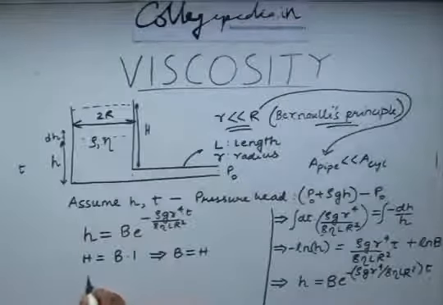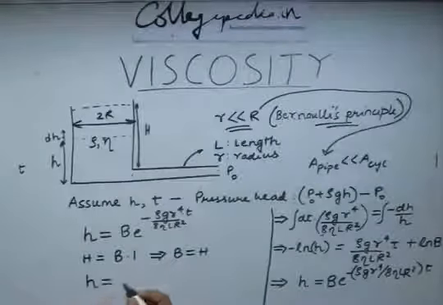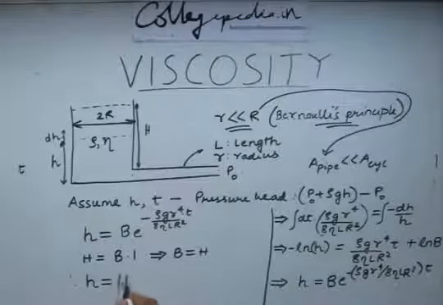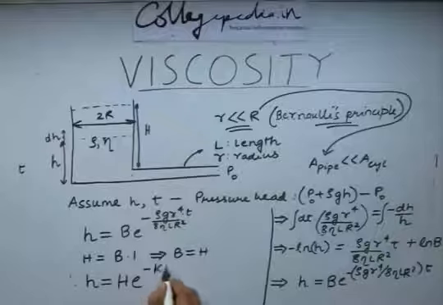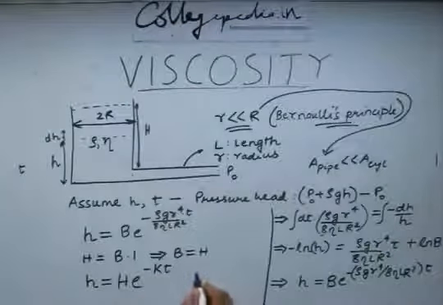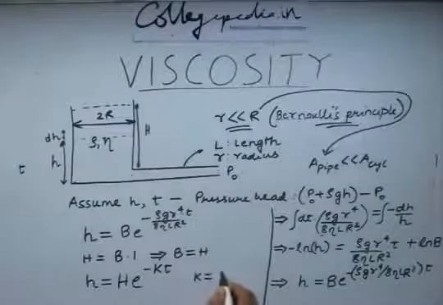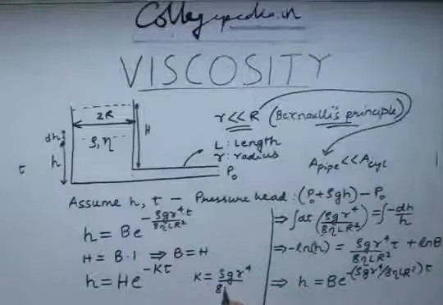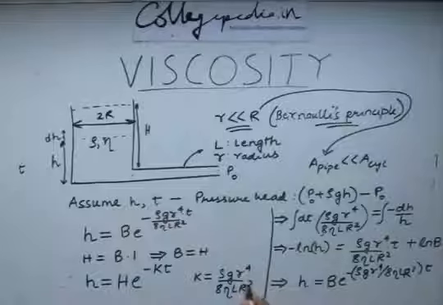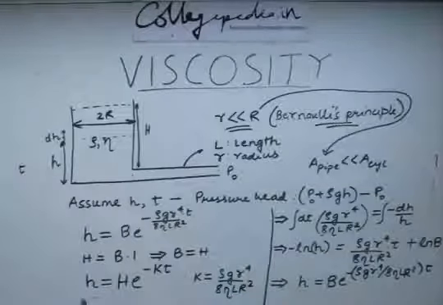Therefore, height as a function of time is going to be H e to the power some constant, say k, into time. This constant k is nothing but rho g r to the power 4 by 8 eta L r square. This is our required solution.